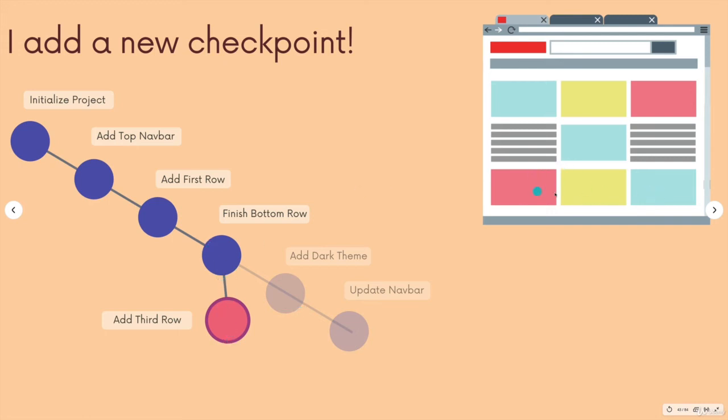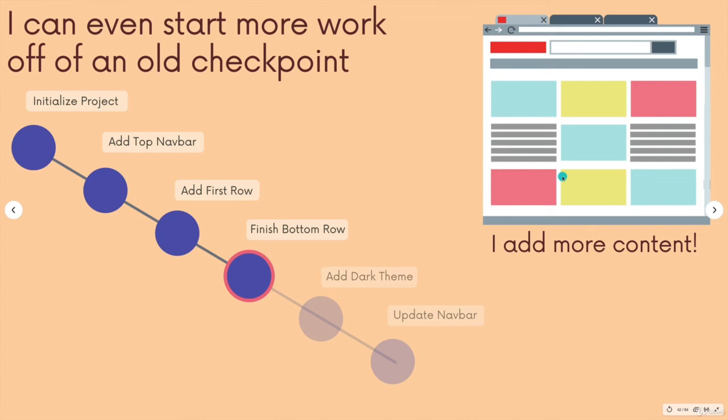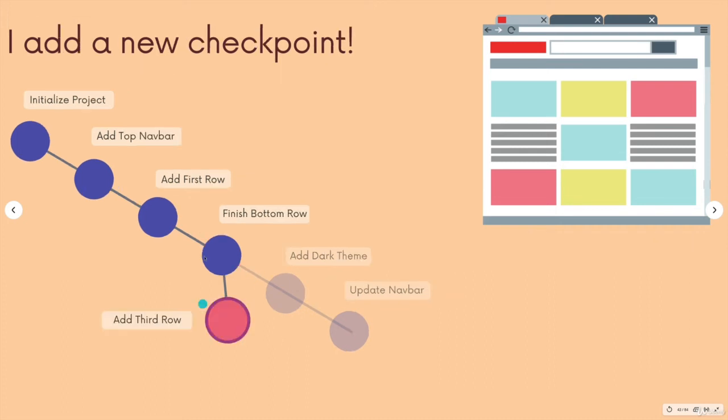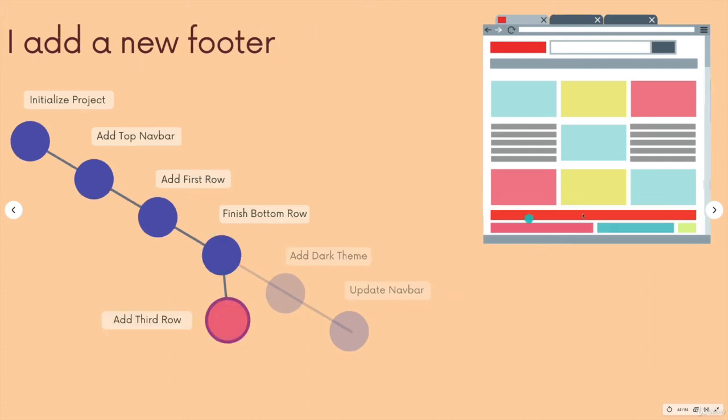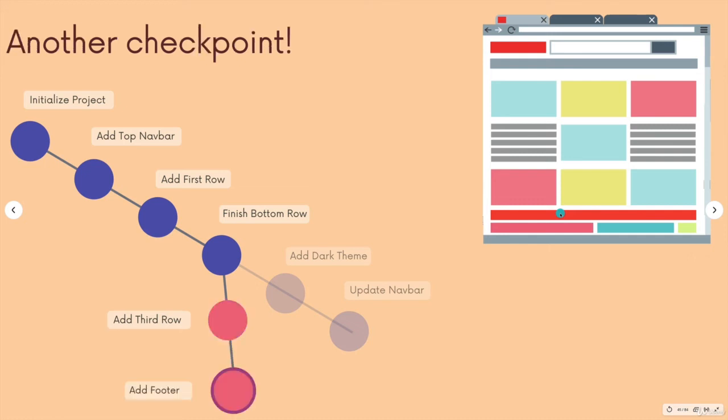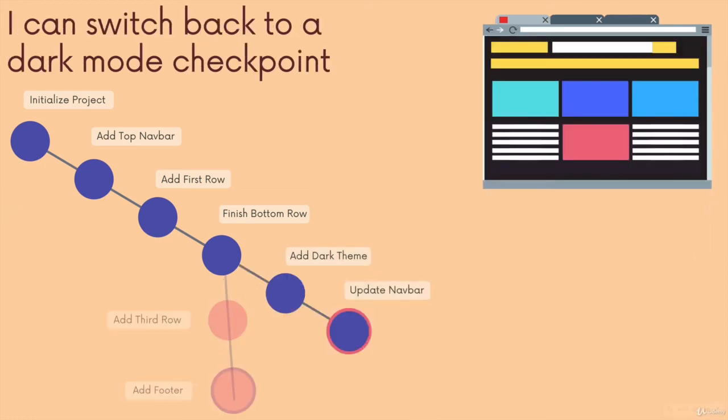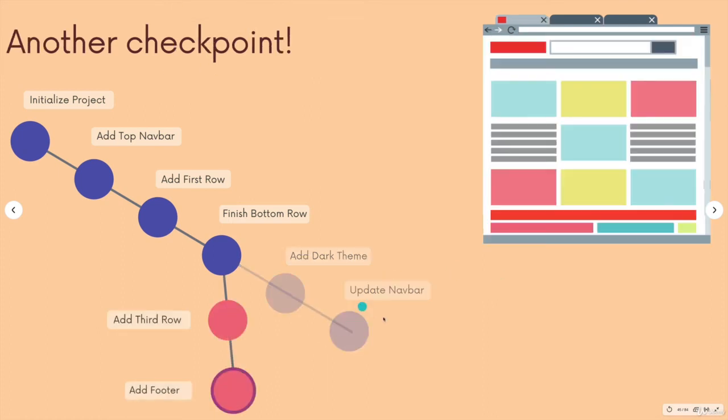So I added more content, if you can see that there. So I had 2 rows of content. I add more content now. I've picked up development at this point in time. So I add a 3rd row. Maybe I add a new footer down there. So we get a new checkpoint if I want to add a checkpoint then. And then I could switch back to what I had earlier at this point. I can toggle between them.